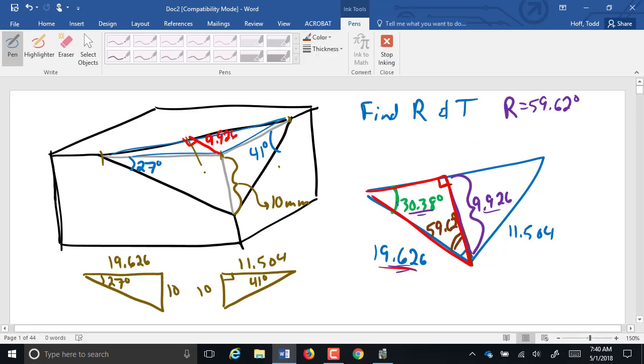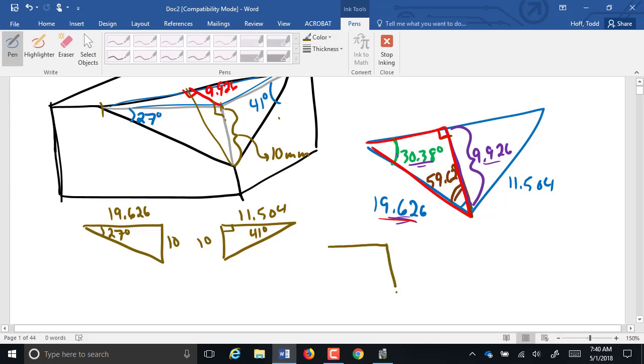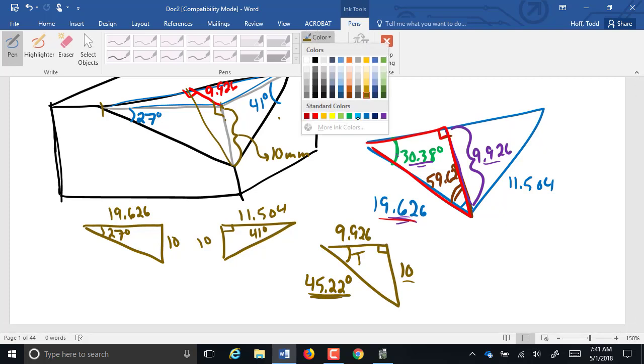So what we're going to look at then is this triangle here. This is the 9.926, and this is the 10 that we just chose to begin with. This here is our angle of tilt, which is going to be how much? 21.8, we'll go 22 degrees. So that's our tilt. This is the inverse tangent of the 10 over the 9.926.